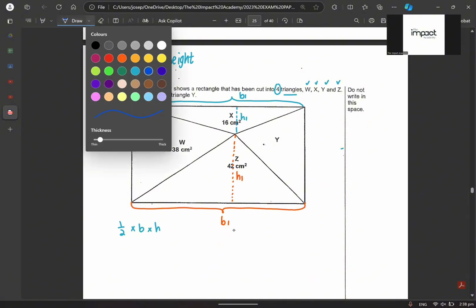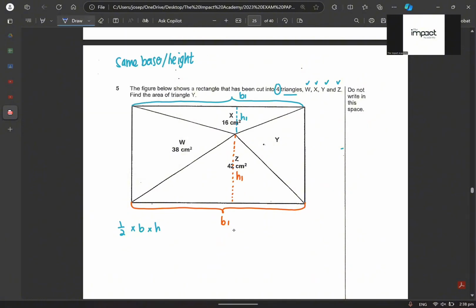Now for the next one, let's talk about W. To find W, I have the height being this, so we'll call this height number 2, and the base being this, base number 2. And then for Y, it will once again be height number 2 and base number 2.